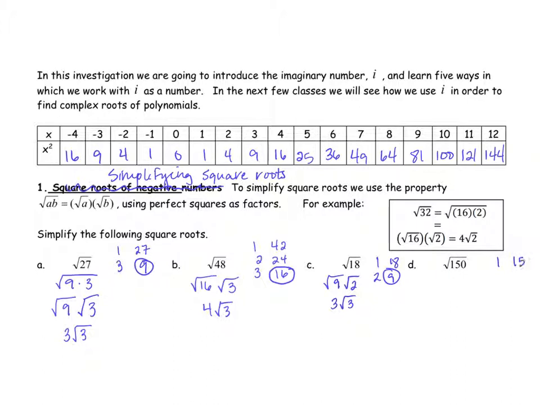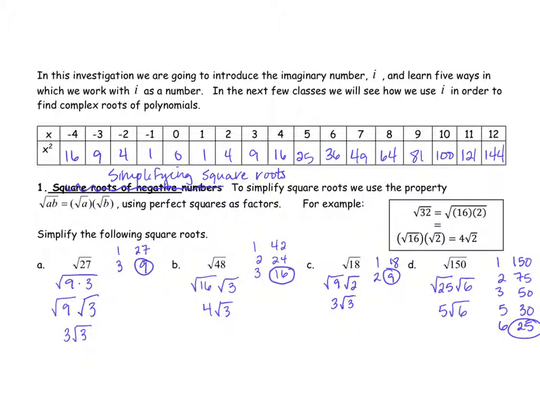150, 1 and 150, 2 and 75, 3 and 50, not divisible by 4, 5 and 30, 6 and 25. And 25 is a perfect square. So we do square root of 25, square root of 6, and that gives us 5 square root of 6. 6 can be split into square root of 2, square root of 3, but that doesn't really help us any, so we're just going to go ahead and leave it like that.